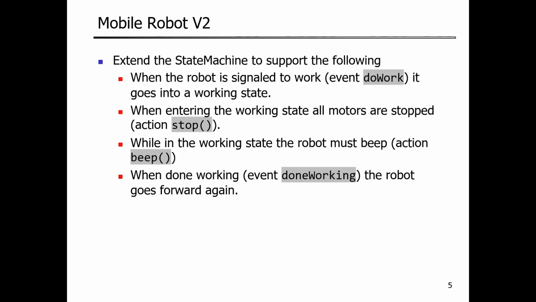When the robot is signaled to work, which would be the event do work, it goes into a working state. And when entering the working state, all motors are stopped. And while in the working state, the robot must beep. And then when done working, which is signaled by the event done working, the robot goes forward again. So does anybody have any suggestions of how to implement this in our state machine?